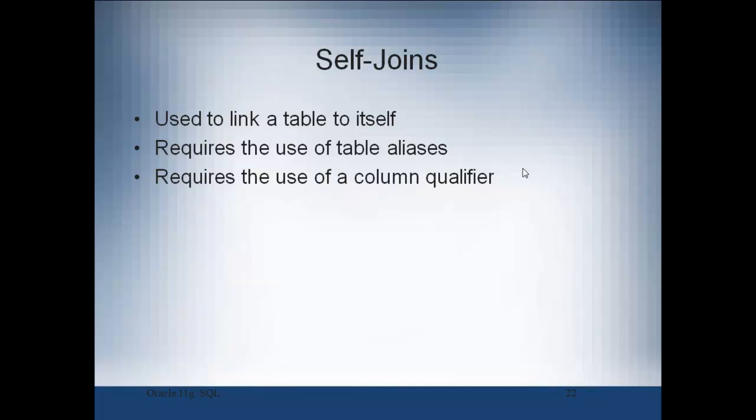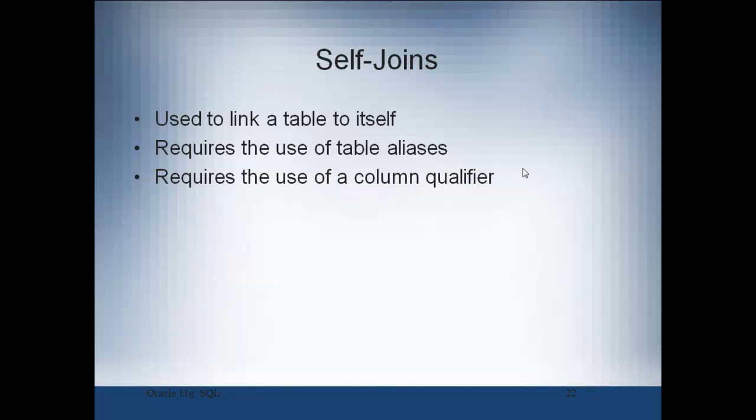So in SQL, you use what's called a self-join when you want to get two pieces of data from two separate records that are related in your database. A self-join is used to link a table to itself.